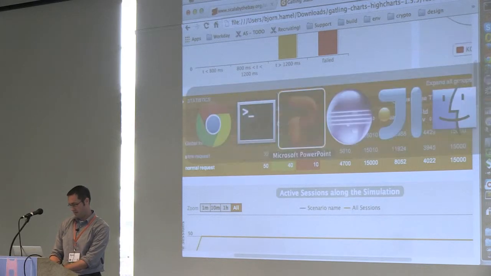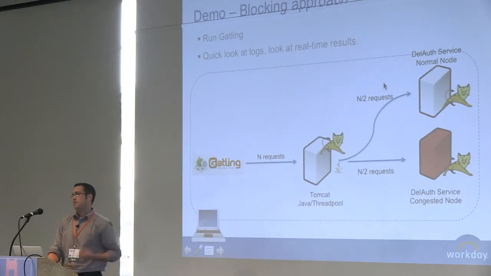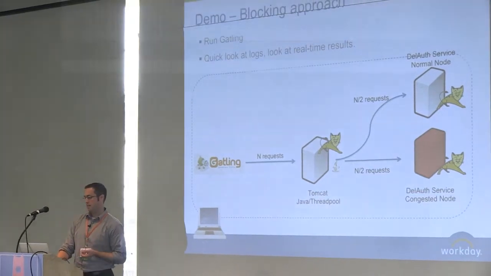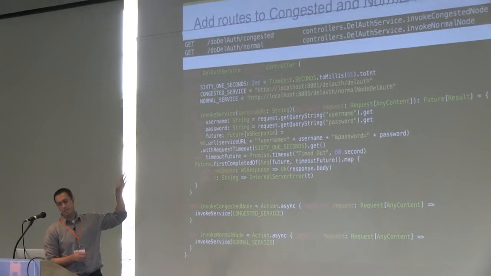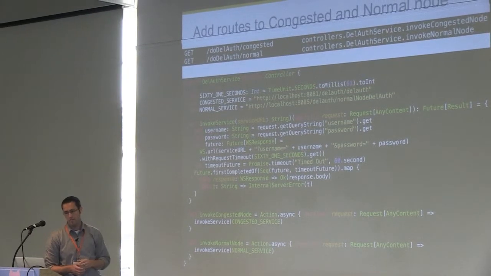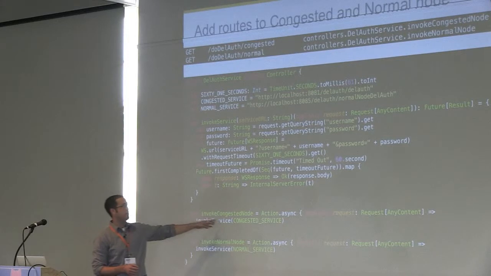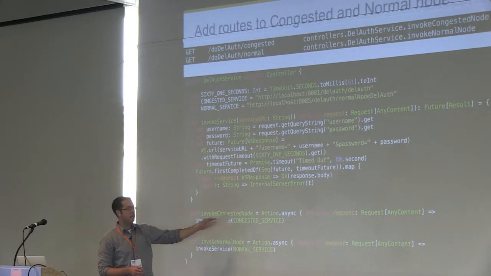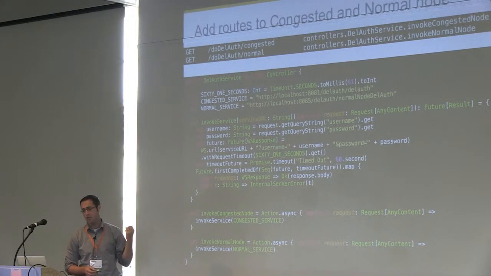So if we hop back over here. We have to make a couple quick tweaks to the Scala-based implementation before we can do the same thing. So we add another route in Play, basically breaking out our existing service to call two different services, one to the congested service and one to the normal. And we wrap our service invocation in two asynchronous actions and send the implicit request context along down to that so that we can pull out our parameters.